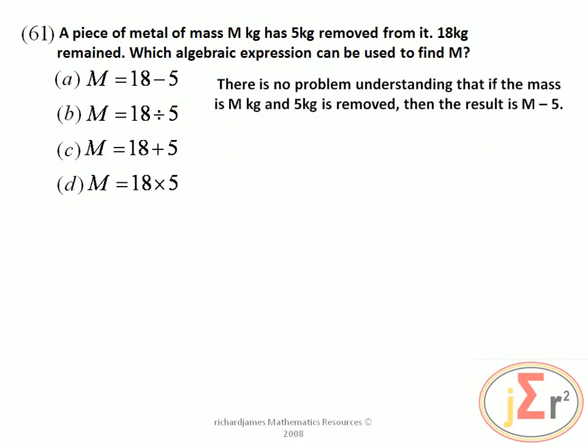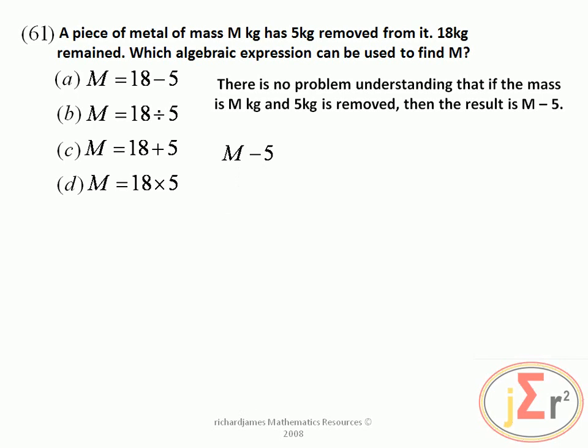There is no problem understanding that if the mass is m kilogram and 5 kilogram is removed, then the result is m minus 5. If you take away 5 kilograms, it's just as well you take away 5 kilograms also in your mathematical statement. So m minus 5.